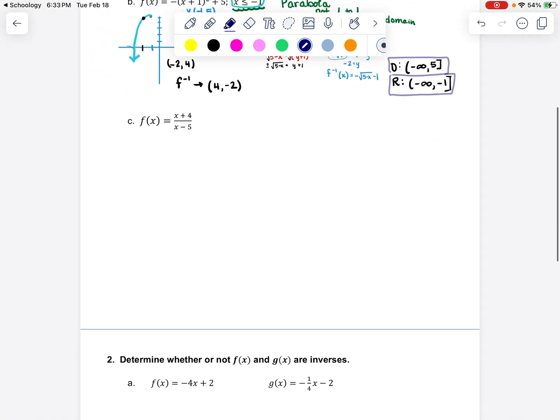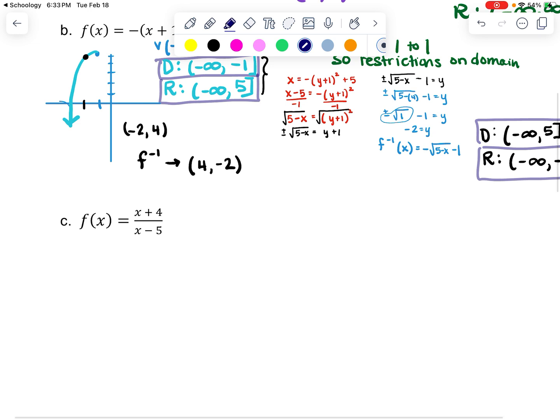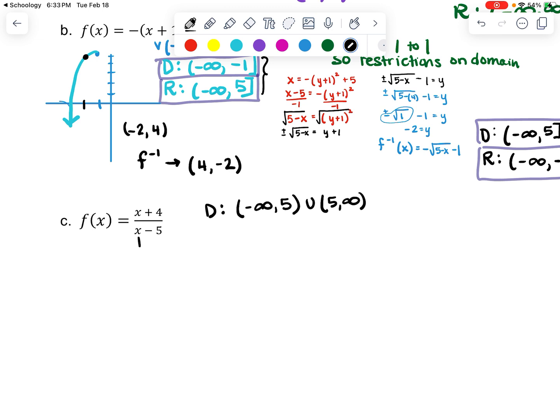Let's go to this last one. Last one here. I have, first of all, domain. I mean, we could graph this, but there should be one number that should be glaringly obvious that we cannot have. So we're going to have negative infinity up to 5, union 5 to infinity. Where am I getting this from? Because I cannot have 5. That would make the denominator 0.